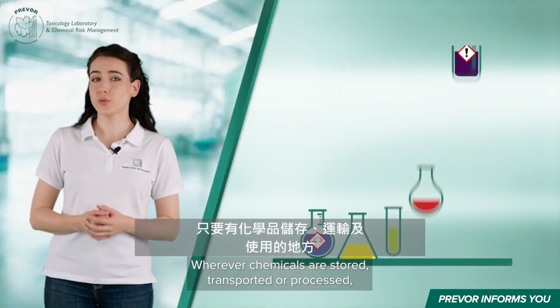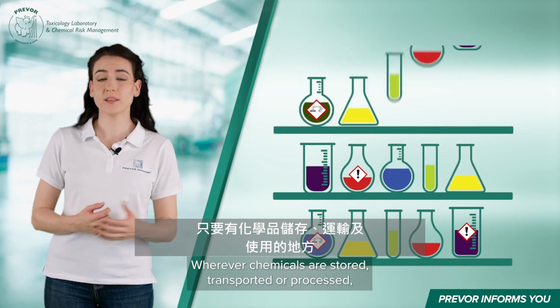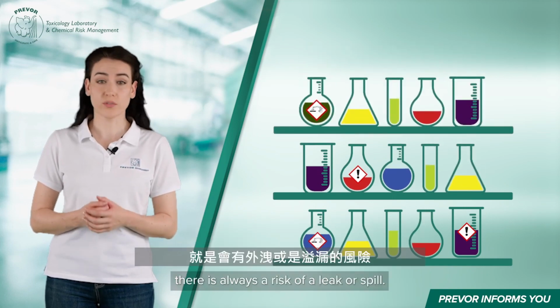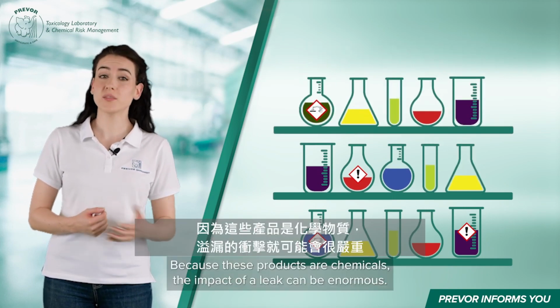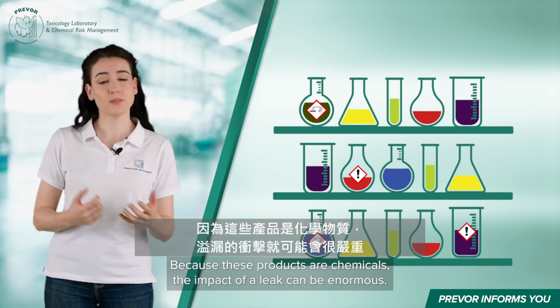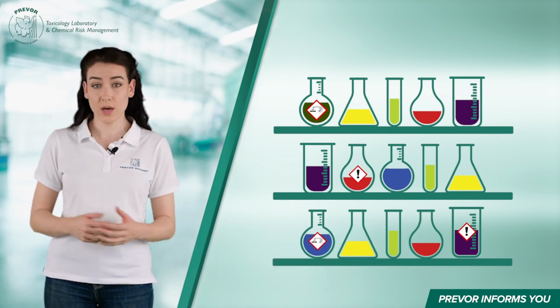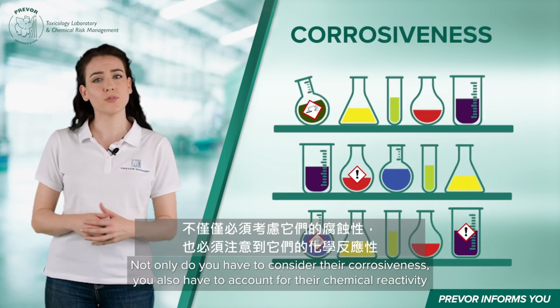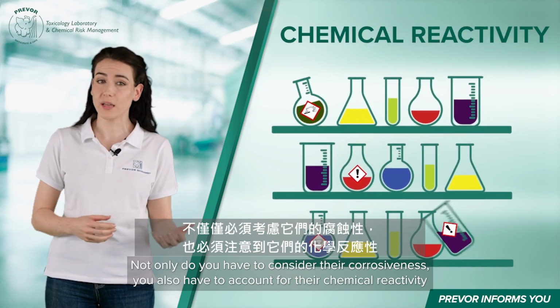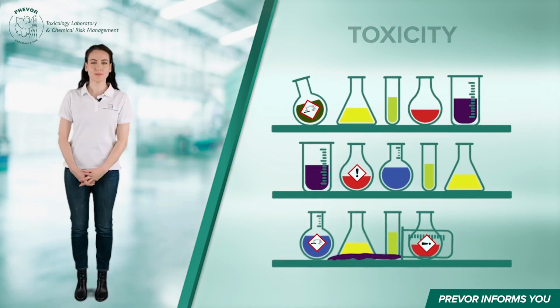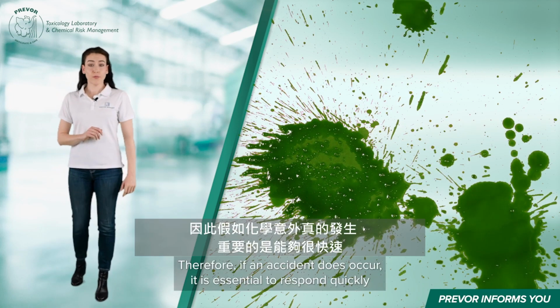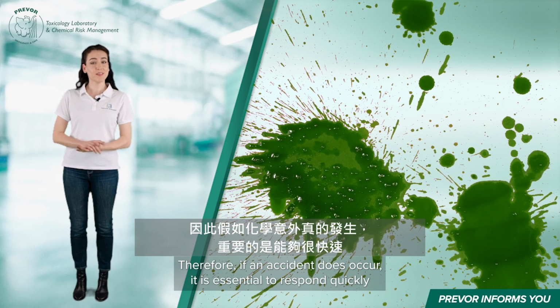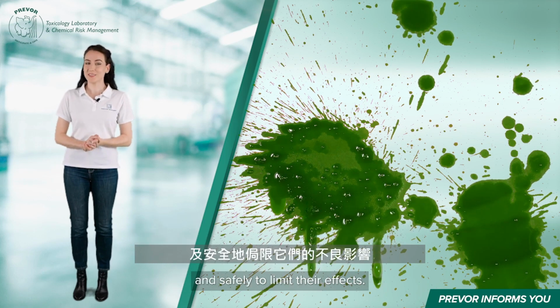Wherever chemicals are stored, transported, or processed, there is always a risk of a leak or spill. Because these products are chemicals, the impact of a leak can be enormous. Not only do you have to consider their corrosiveness, you also have to account for their chemical reactivity and toxicity. Therefore, if an accident does occur, it is essential to respond quickly and safely to limit their effects.